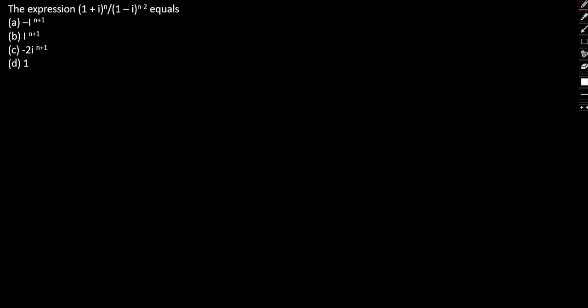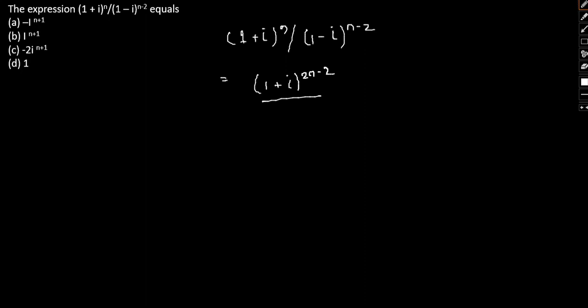So here it's given that (1 plus i) to the power n by (1 minus i) to the power n minus 2. Okay, this is what's given. So now this one we can write in the form (1 plus i) power twice n minus 2, divided by n minus 2. Okay, so we can write it in that form.